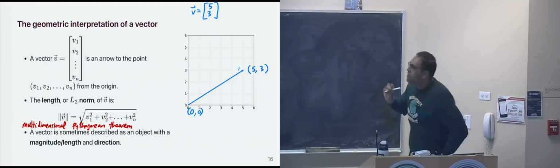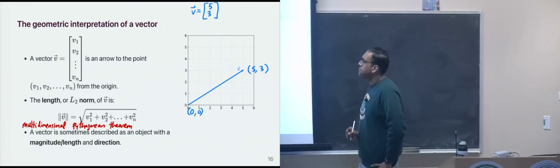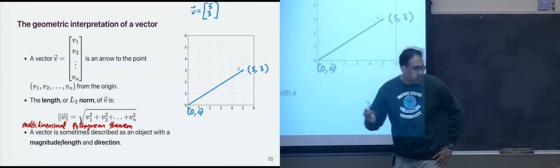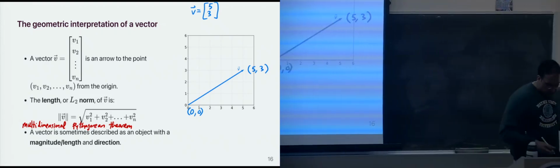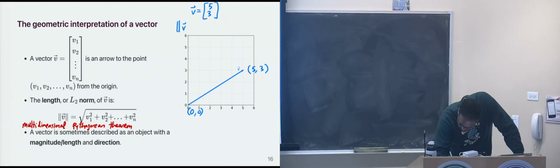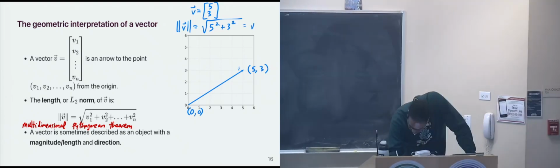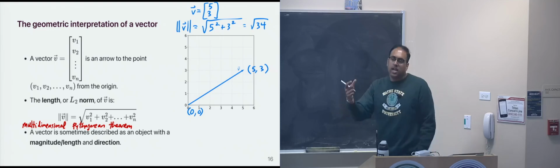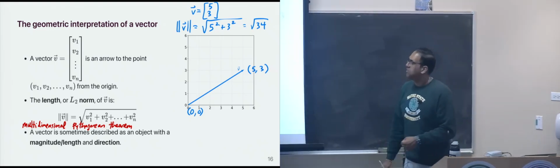Okay, and with that definition of the length in mind, let's try and find the length of this vector v, or the magnitude of it. What is that? Well, by this definition, it's the square root of 5 squared plus 3 squared. 5 squared is 25, 3 squared is 9. Add them up, you get the square root of 34.